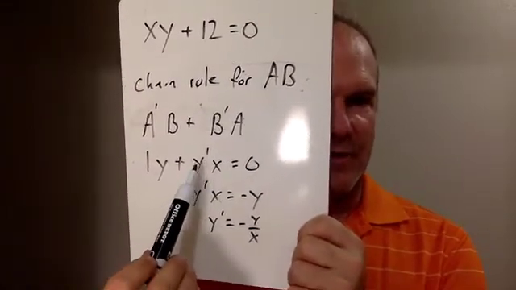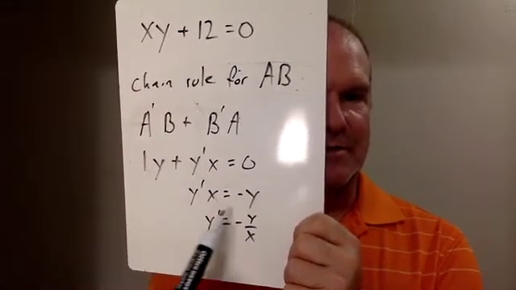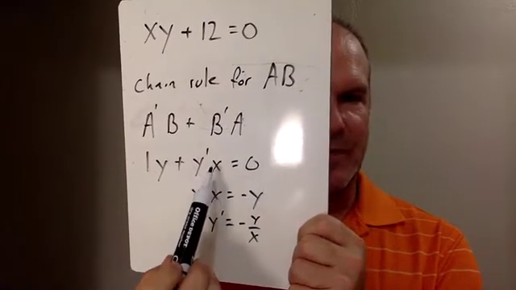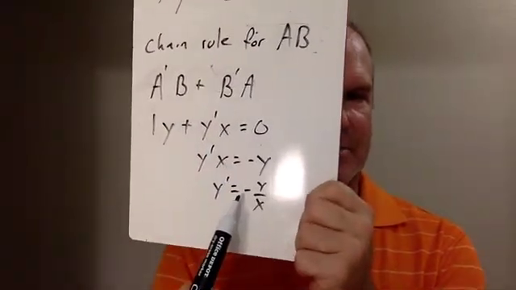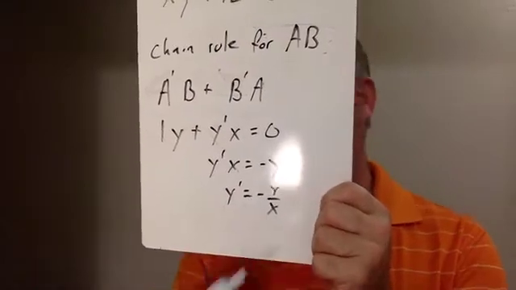And then you solve for y prime. So you subtract the y to the other side, that's where that negative y comes from. And then you divide by the x. So that's what you get, negative y over x. All right, one more, and this one is ugly.